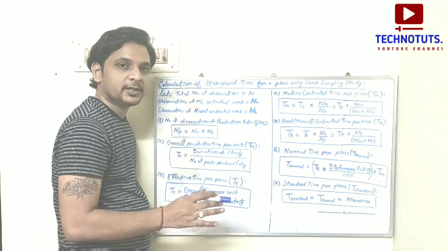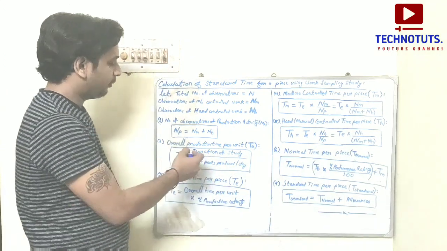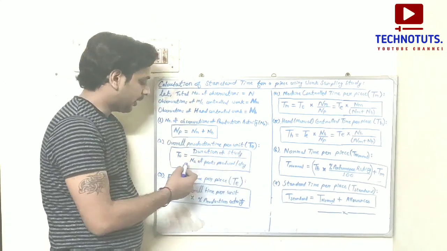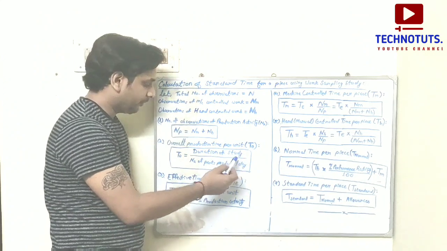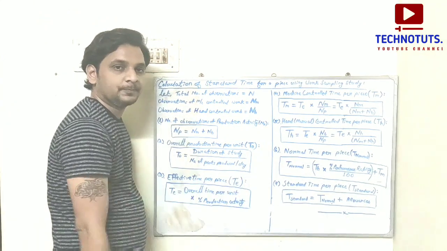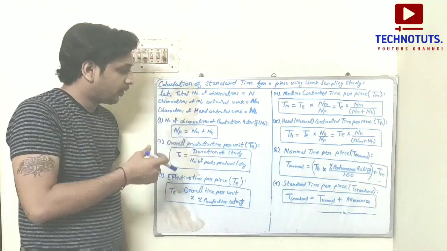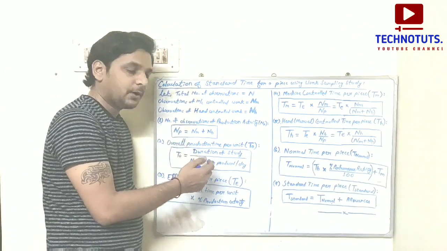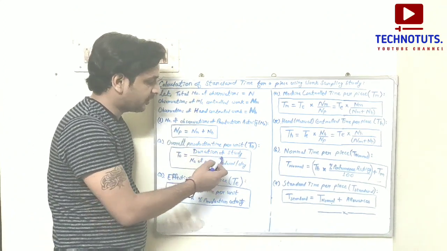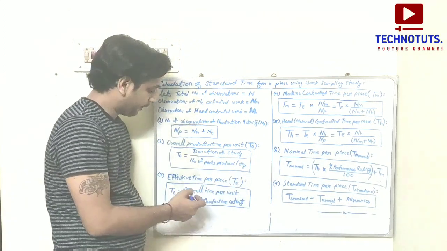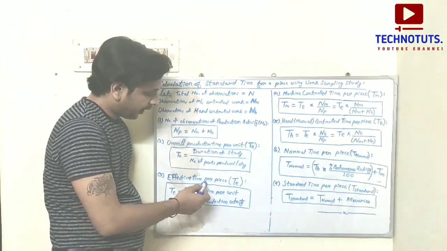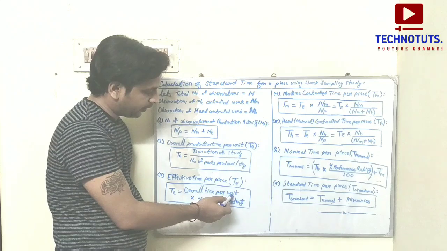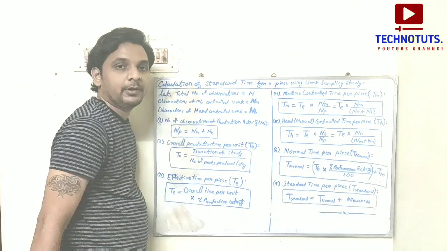Okay friends, understanding? Now how can we calculate overall production time per unit? Overall production time per unit, TO is given by TO is equal to duration of the study divided by the number of parts produced per day. That means overall production time per unit is defined as the ratio of duration of study to the number of parts produced per day. Now effective time per piece is given by effective time per piece is equal to overall time per unit into the percentage production activity.